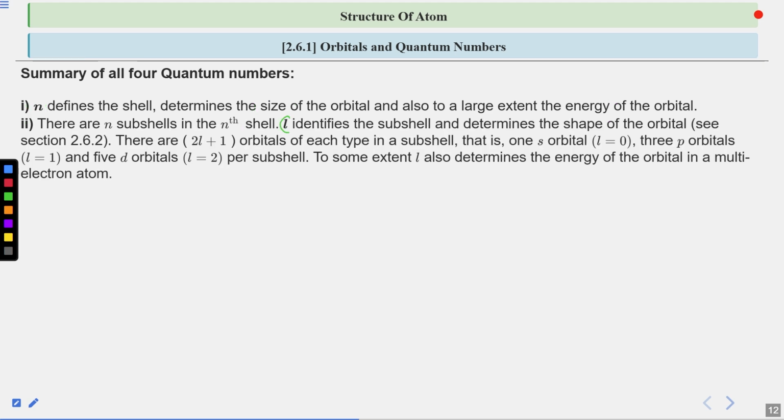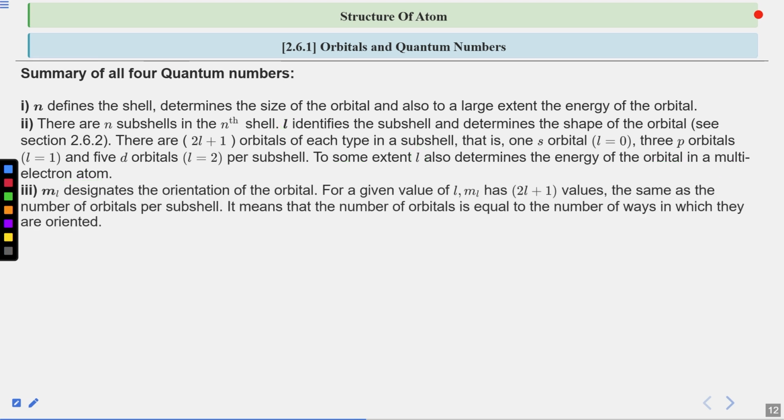The second was l. l helps in identifying the shape, and it gives the number of orbitals, which is given by 2l plus 1. If you follow that, then p will have 3 orbitals, d will have 5 orbitals, and s will have 1 orbital. l also determines the energy of the orbital in some way, but it is only utilized in multi-electron systems. We will see why later. Just leave this point for today. We will discuss it in detail in the next class.